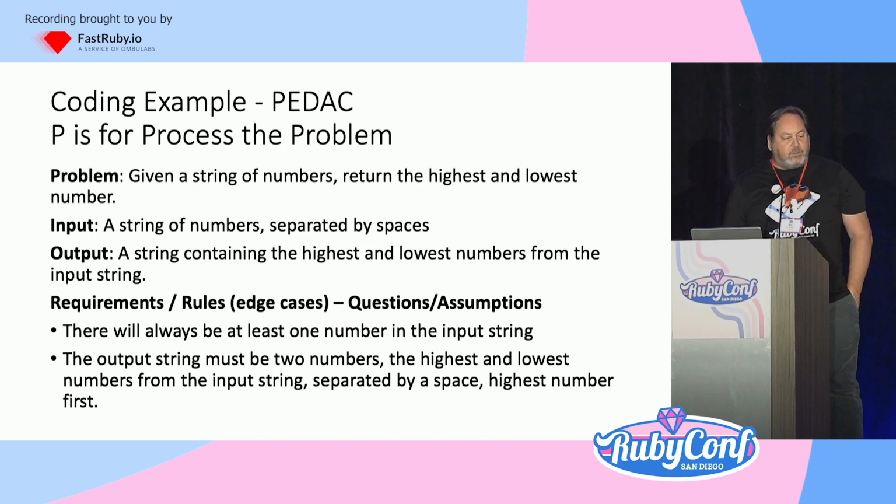Requirements, rules, edge cases, questions, assumptions. There will always be at least one number in the input string. The output string must be two numbers, the highest and lowest numbers from the input string, separated by a space, highest number first.